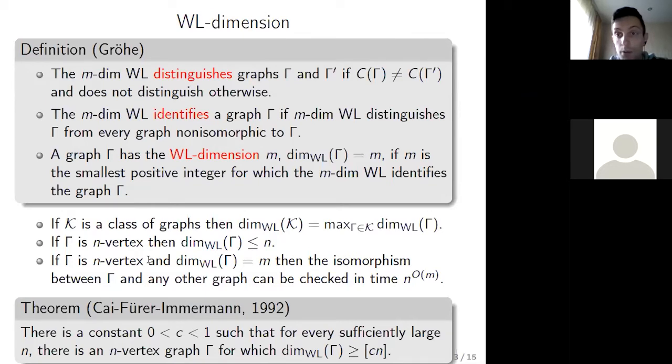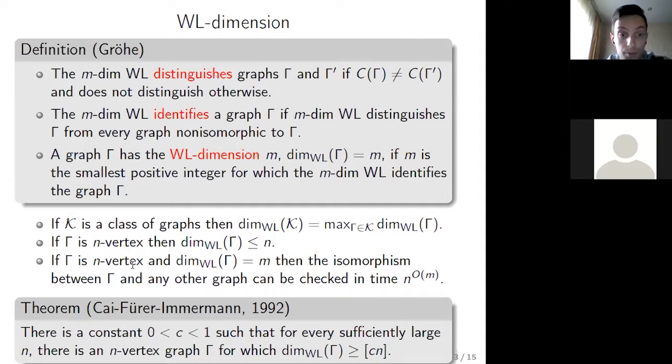So this statement follows directly from definitions, and this checking can be done by using the m-dimensional Weisfeiler-Leman algorithm. So if every graph has bounded Weisfeiler-Leman dimension, then the isomorphism problem for all graphs can be solved efficiently. But we are not so lucky. Of course, this is not true, and there are graphs with unbounded Weisfeiler-Leman dimension. This follows from the famous Cai-Fürer-Immerman theorem.